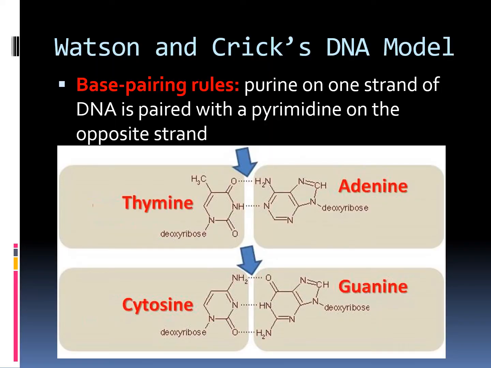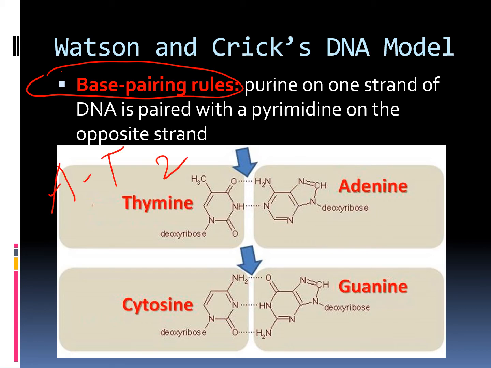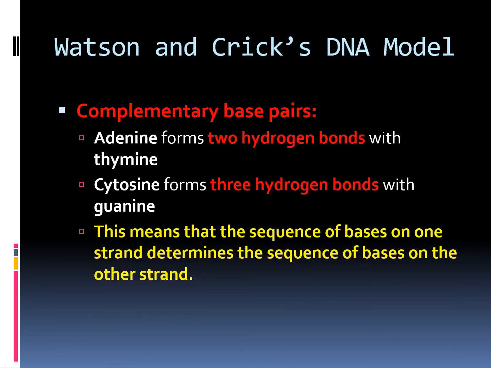So this is what I was talking about earlier. Watson and Crick, this is where they kind of have the base pairing rules. On one end, you'll have a purine, and on the other end, you will have a pyrimidine paired up with it. So adenine and thymine, again, 2 hydrogen bonds. Cytosine and guanine, 3 hydrogen bonds. The sequence of bases on one strand determines the sequence of bases on the other one.